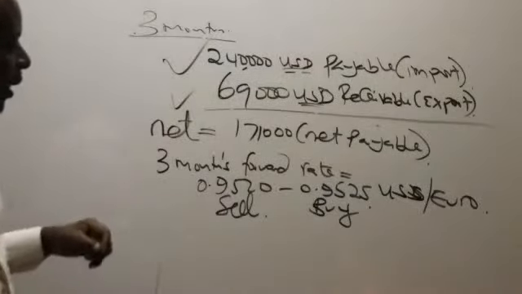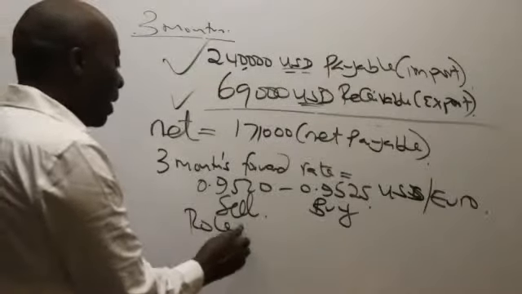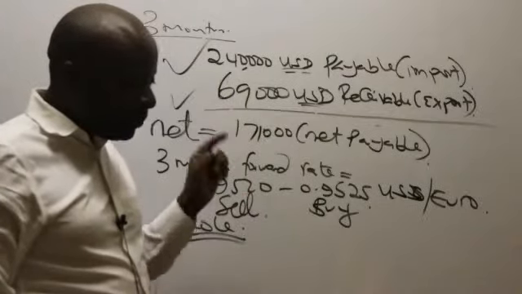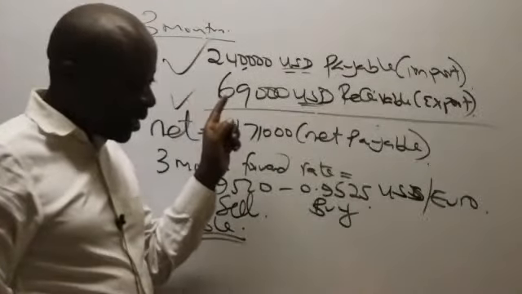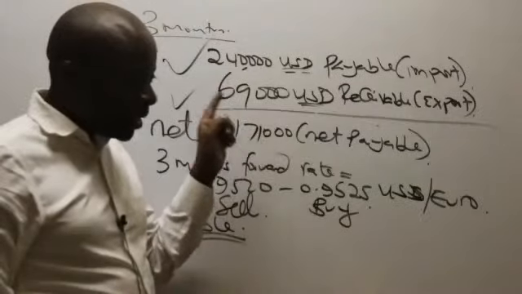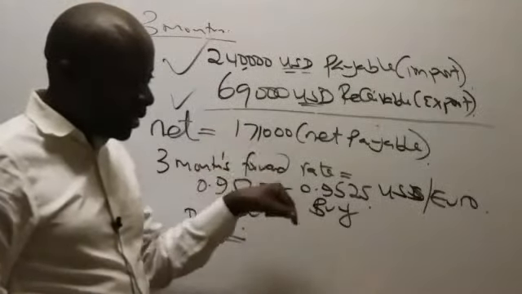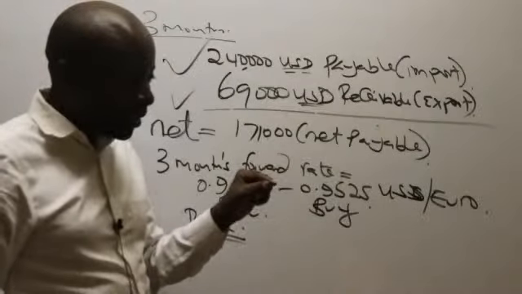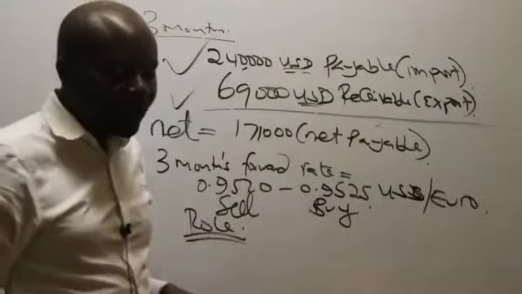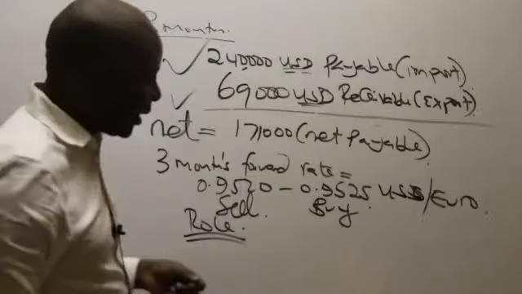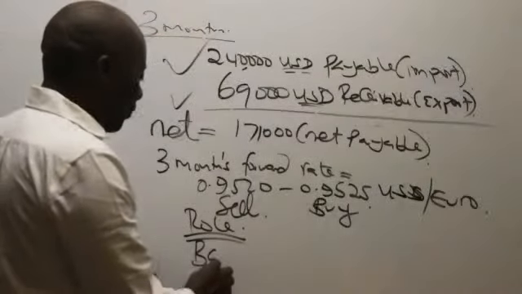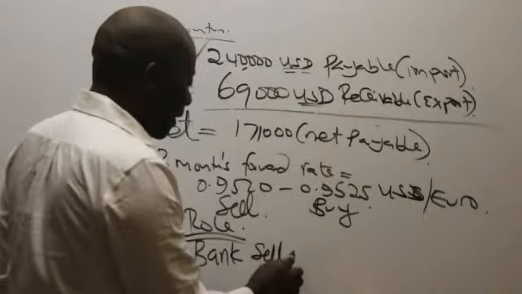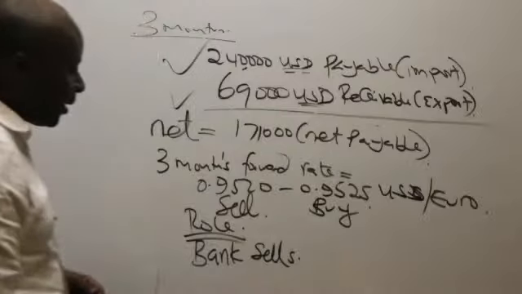And then you haven't told me the role of the bank. If it is a foreign receipt, I know the bank buys. But now this is a payment. It's not a foreign receipt. This is a payment, so it has to be the opposite. Another person told me that the bank can easily sell you. So the bank sells.